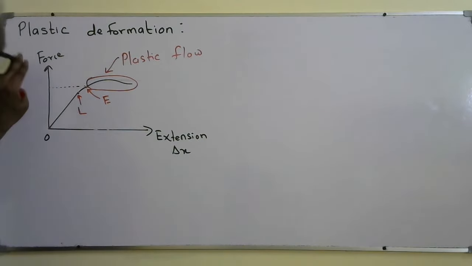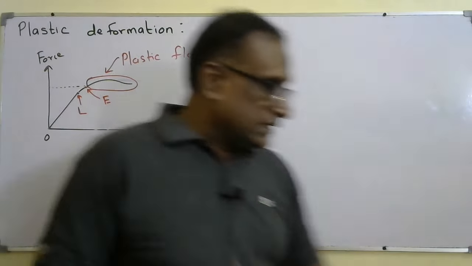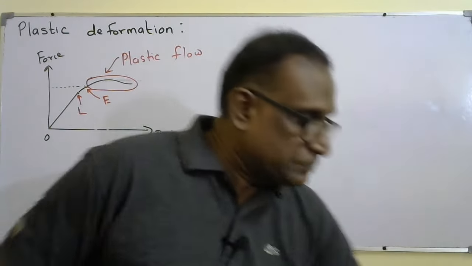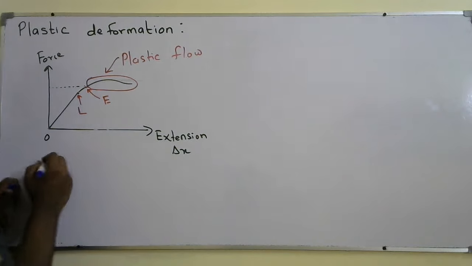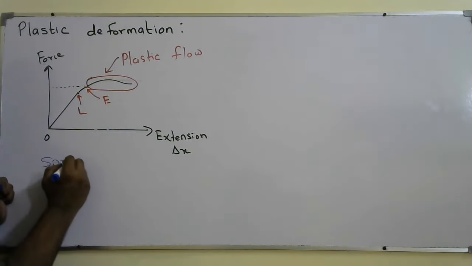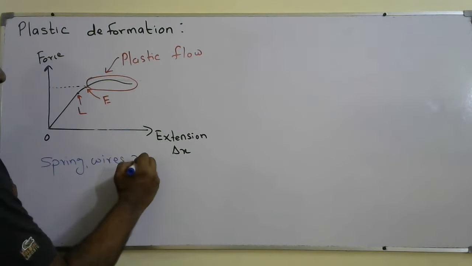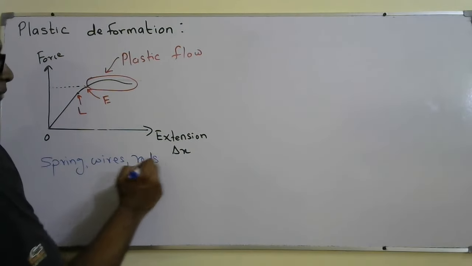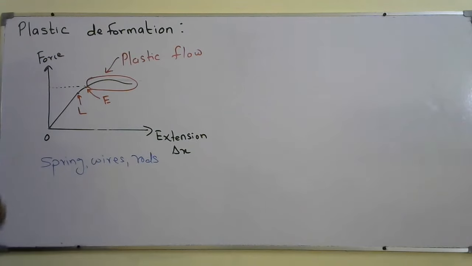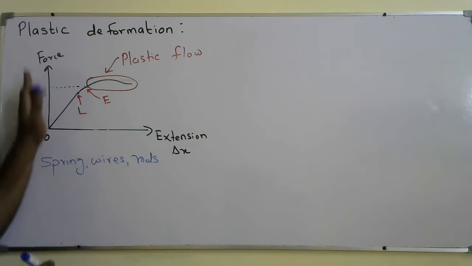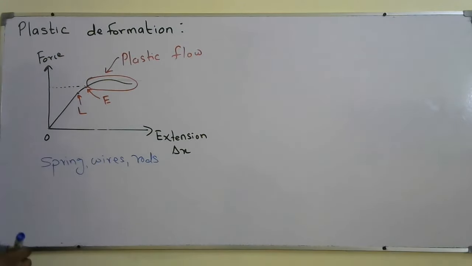extension. Generally this graph is true for springs, metal wires and metal rods also. Metal rods, metal wires and springs mostly show this type of deformation.